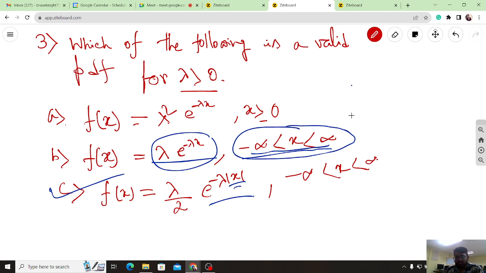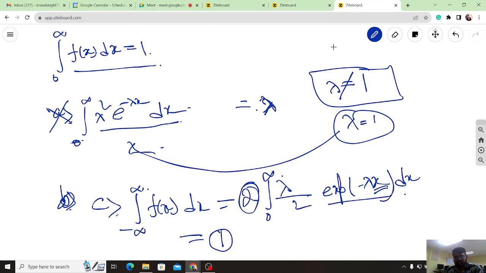So basically this is not integrable within the range minus infinity to infinity. So option C is the right answer. This is for x greater than 0, so the lower limit is 0. For this one, the lower limit is 0. And also for option C, the lower limit is 0, but for that it will be minus infinity to plus infinity.